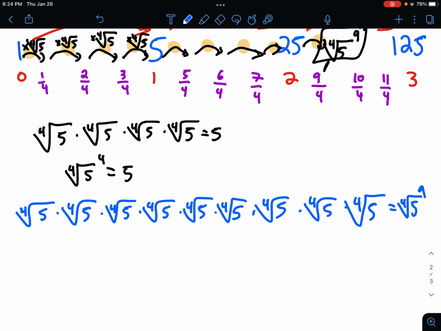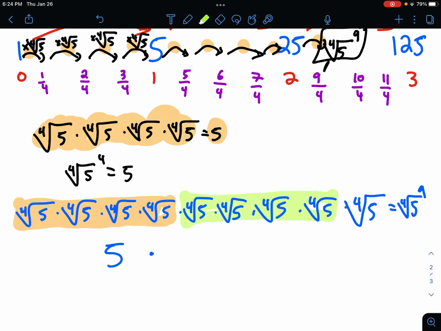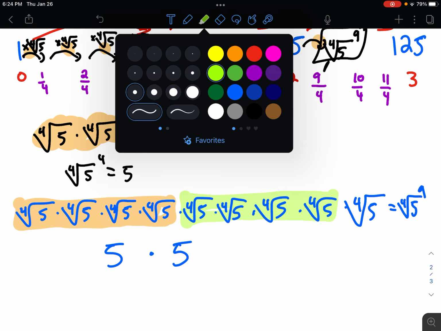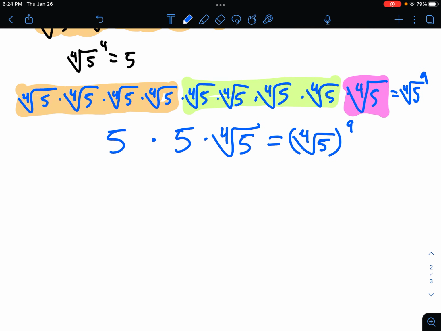But the other thing we could do is we can kind of simplify here. Because we said every time we multiply the 4th root of 5 by itself 4 times, well, that's just 5. So 1, 2, 3, 4 here, that just equals 5. And then 1, 2, 3, 4 here, that just equals 5. And then we're left with a single multiplication of the 4th root of 5. So we can do another 4th root of 5, and that still is equivalent to the 4th root of 5 to the 9th power.